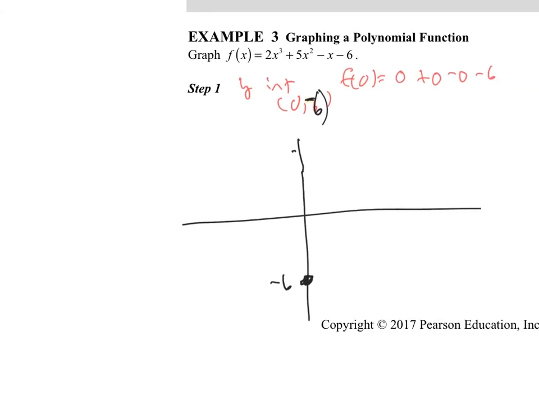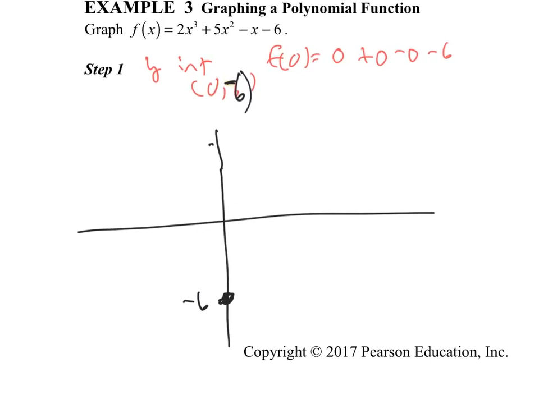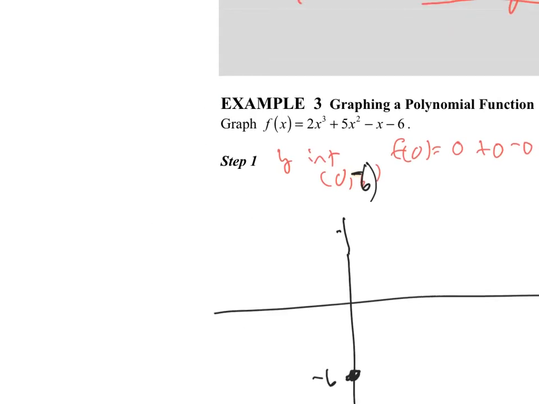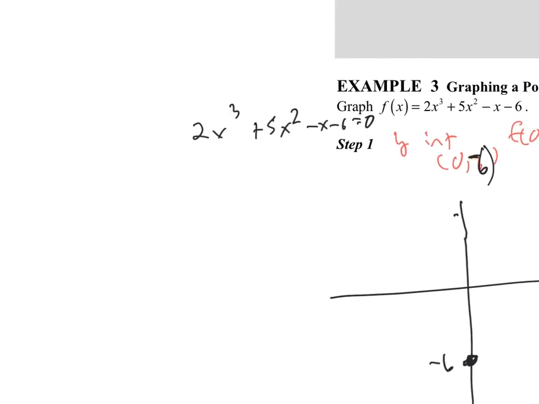So my next step, let's see, he probably uses the next page. So here, I'm taking my 2x cubed plus 5x squared minus x minus 6, set that equal to 0. Finding my zeros. Can you factor it? Probably not. It's a cubic. Most people can't factor cubics. But what we can do is use the lesson we had on zeros and say, how do I find some zeros?